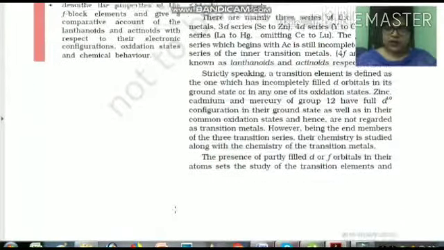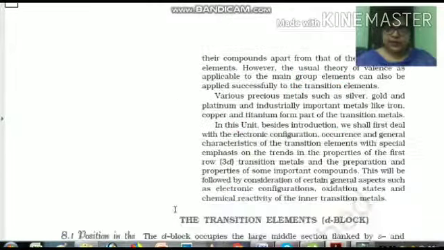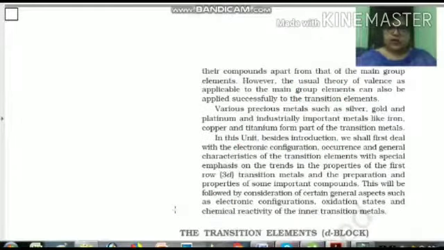Now here you can see this d-block, children. This d-block elements comprise various precious metals like silver, gold, platinum, and industrially important metals like iron, copper, titanium, which form a part of transition metals.